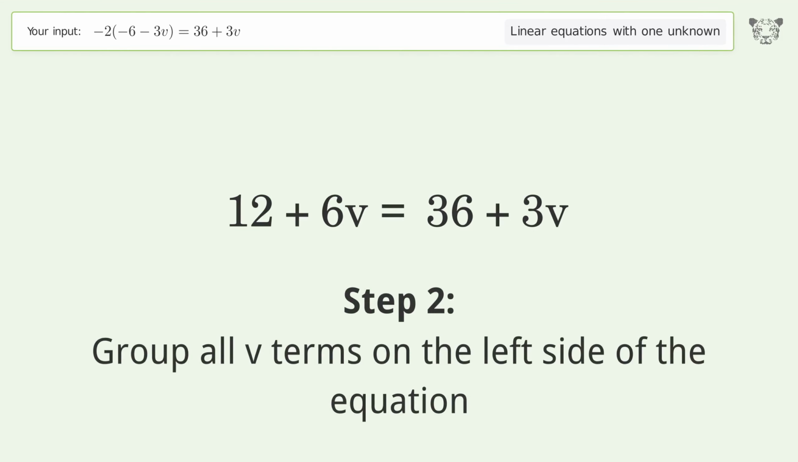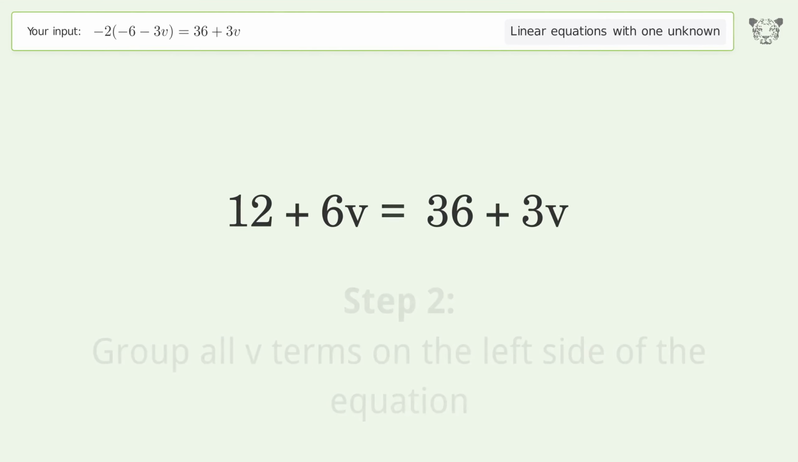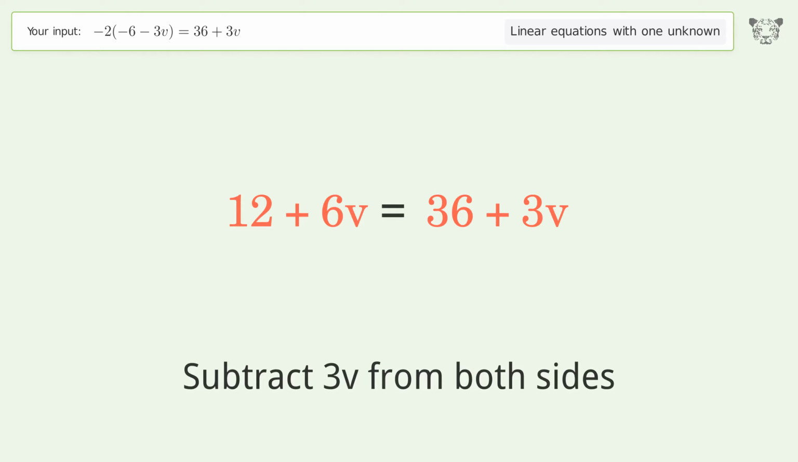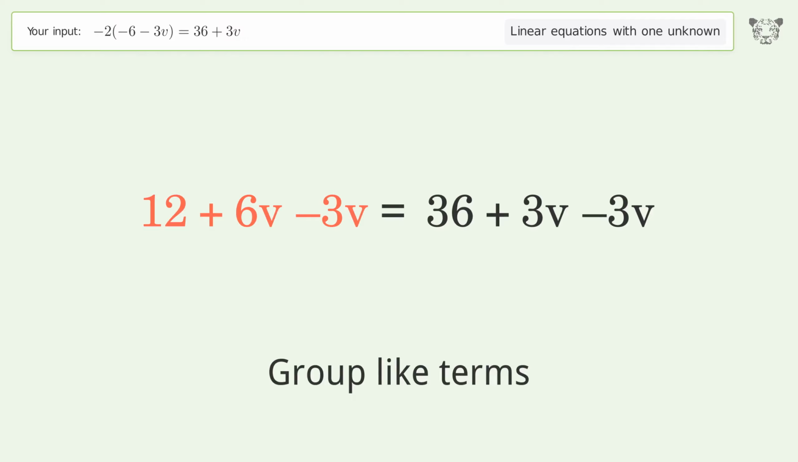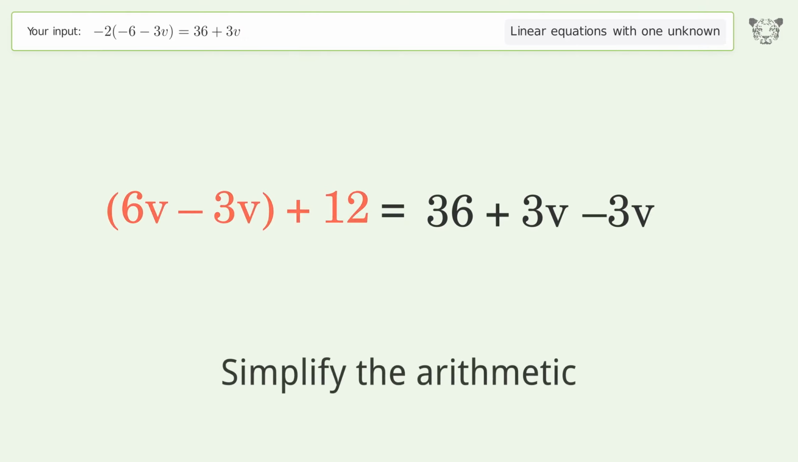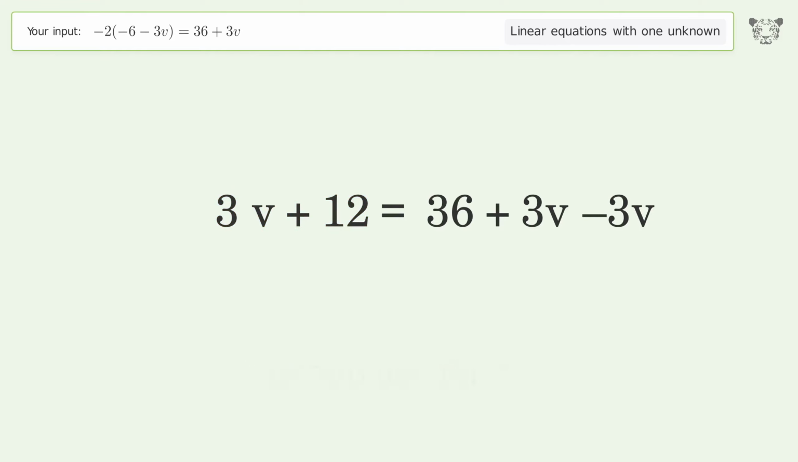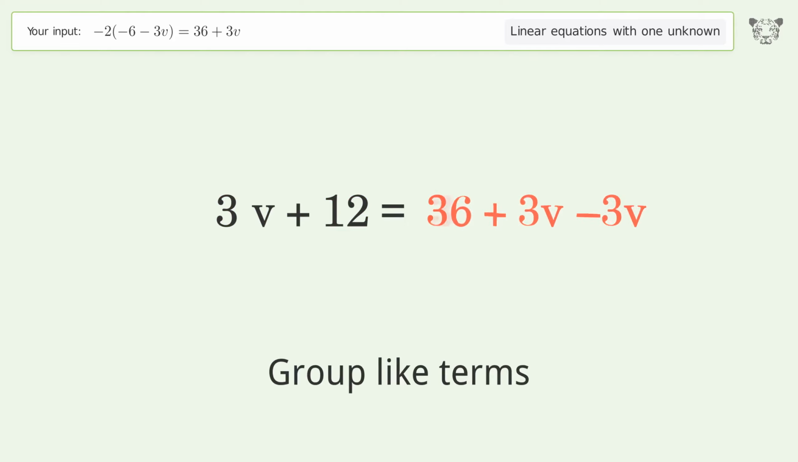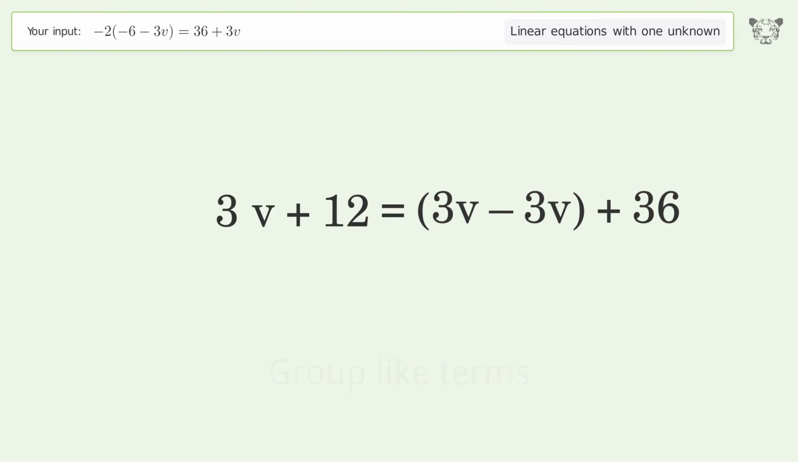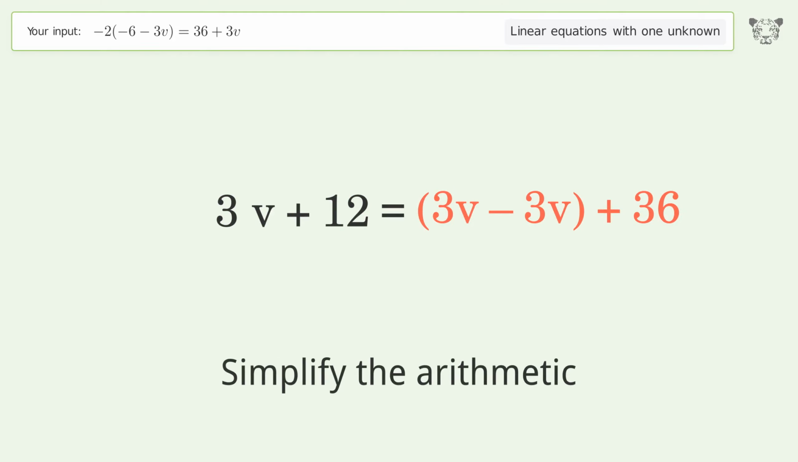Group all v terms on the left side of the equation. Subtract 3v from both sides. Group like terms. Simplify the arithmetic. Group like terms. Simplify the arithmetic.